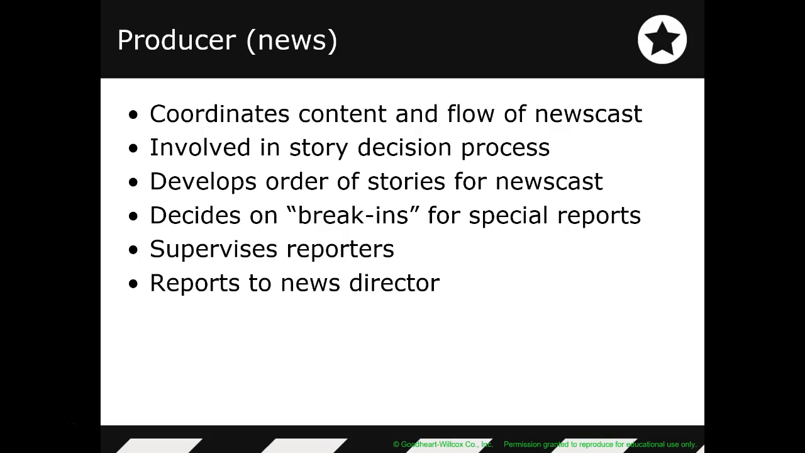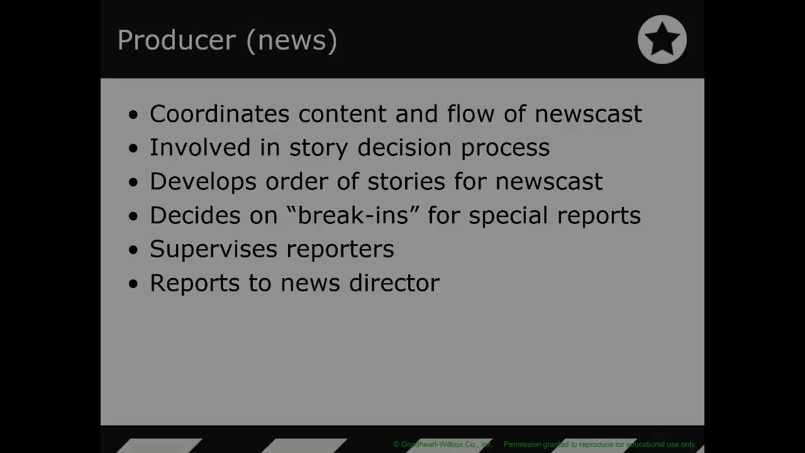In bigger markets like Seattle, you probably have 2 or 3 producers, and then an executive producer who's overseeing those producers for a show. In smaller markets like Spokane, you have 1 producer just working on a show.